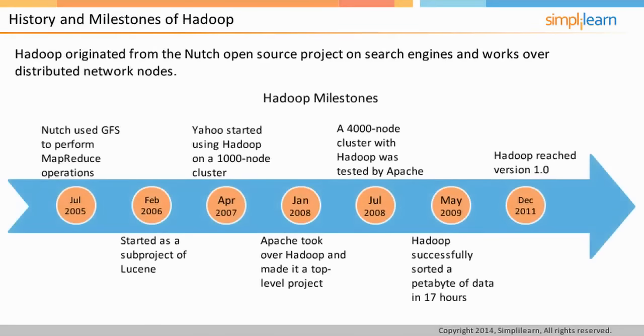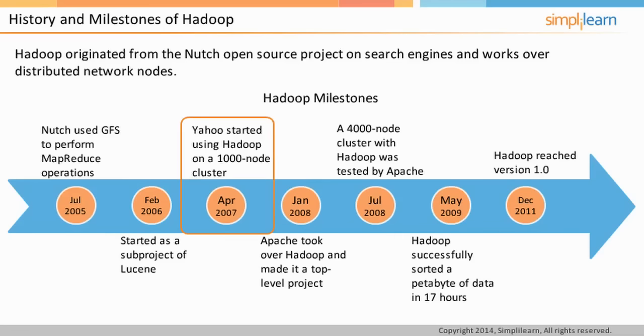Hadoop originated from the Nutch open source project on search engines and works over distributed network nodes. In 2003 and 2004, Google released two papers that provided insight into their success. The Google File System, or GFS, and MapReduce simplified data processing on large clusters. The papers told the world how Google performed large-scale data processing. In July 2005, Nutch used GFS to perform MapReduce operations. In February 2006, Nutch started a Lucene subproject, which led to the era of Hadoop.